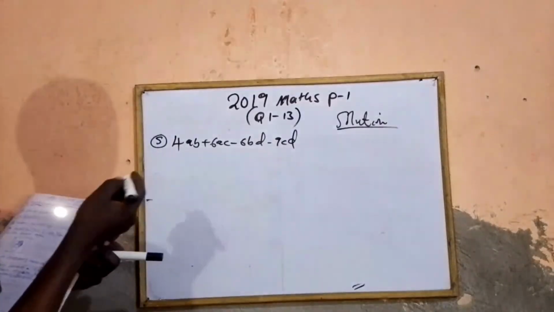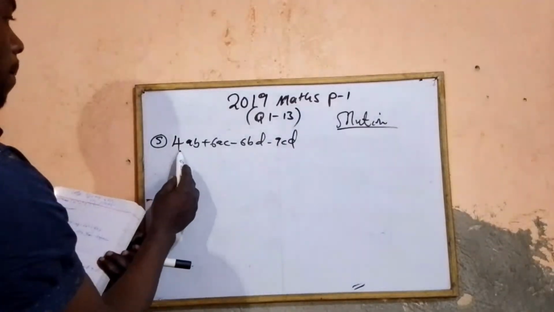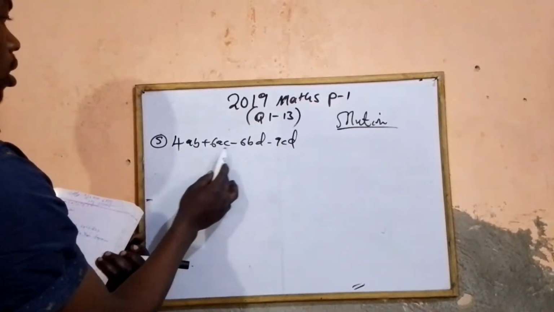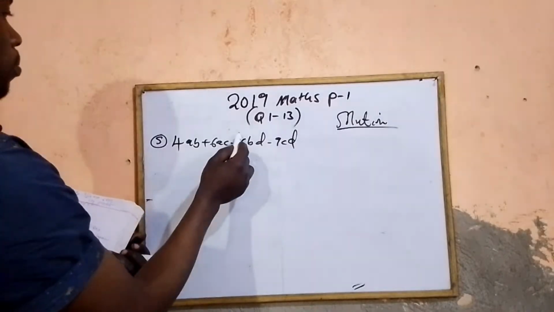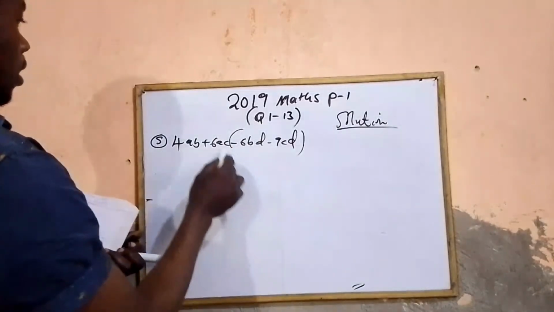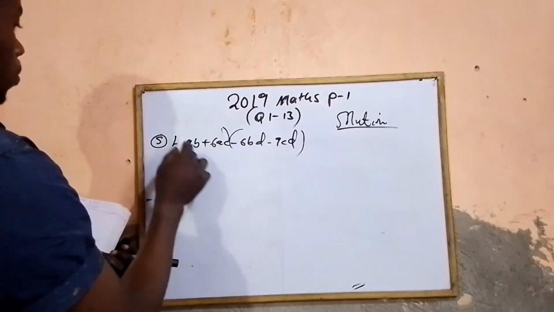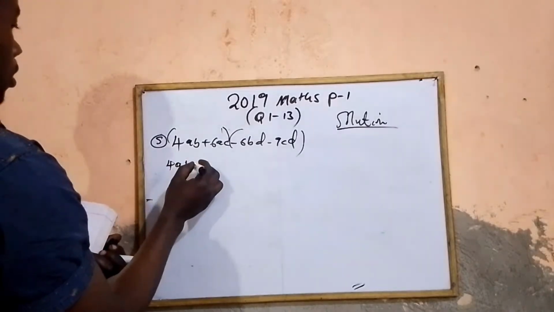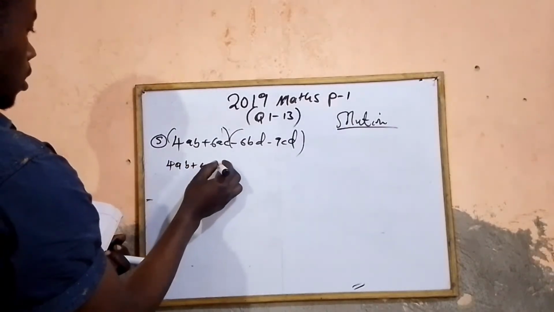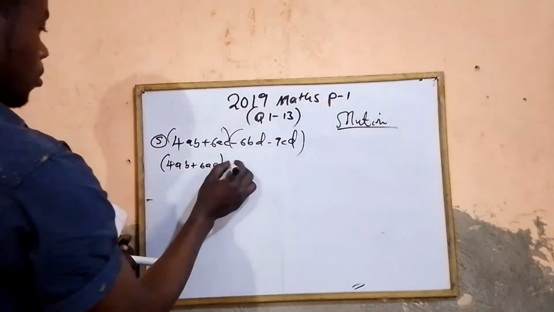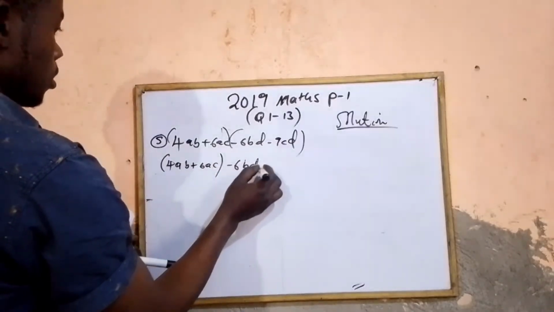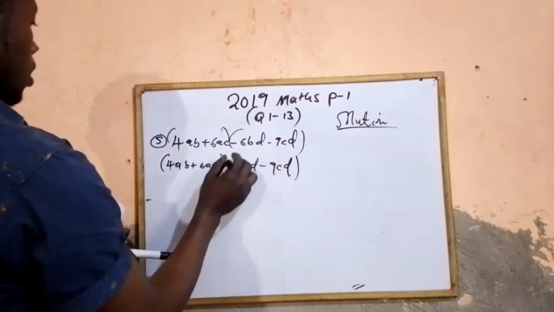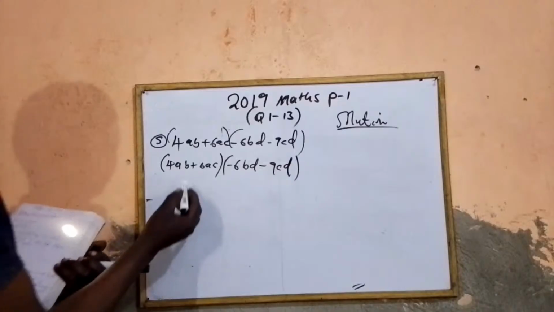Okay, so there are terms which are equal. So what you should do, you should group these things here. This is how we group these things. So we group like this: 4ab plus 6ac like this, then minus 6bd minus 9cd in the one bracket.